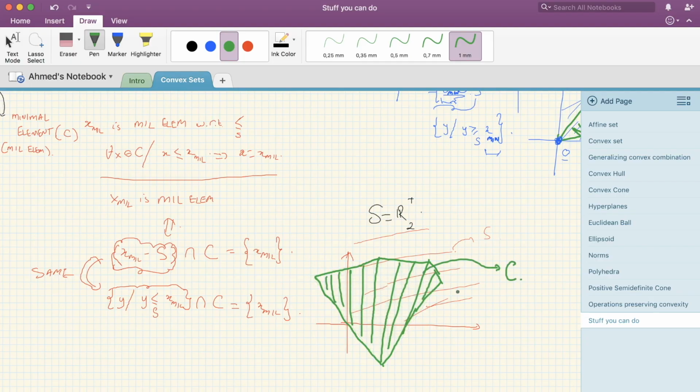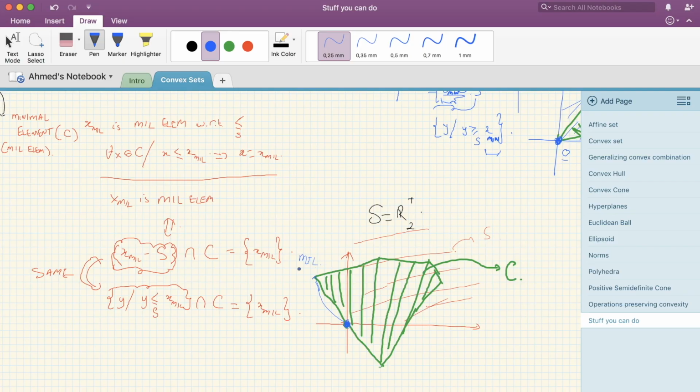Now the question is, does it have a minimal point? If so, what is it? First of all, one might get the impression that maybe it is this point right here because it's on the extreme left, or this point right here because it's the lowest. But it's neither this nor that. It's actually this point right here. The 0 again is your minimal element.